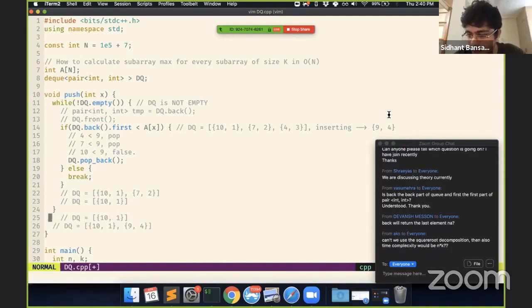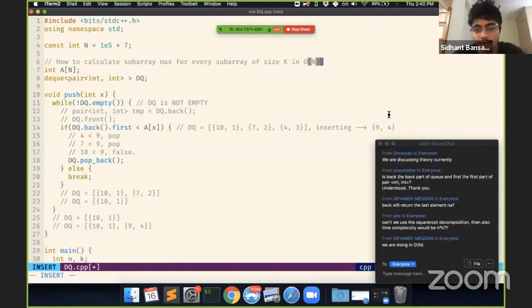Can't we use square root decomposition? Then also the time complexity would be nk. Okay, in this question, we are actually trying to get something better than nk. We are trying to get an O(n), you can see at the top. Obviously you might be correct that in square root decomposition we can get nk. The classic trivial algorithm is also nk, but we're trying to get an O(n).